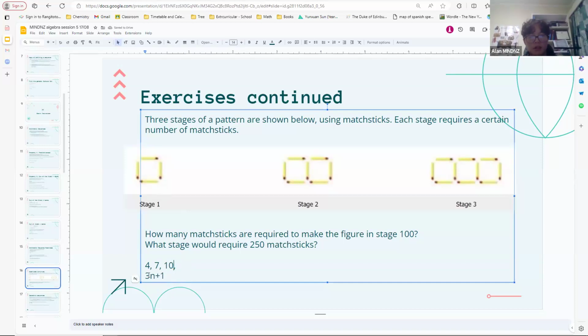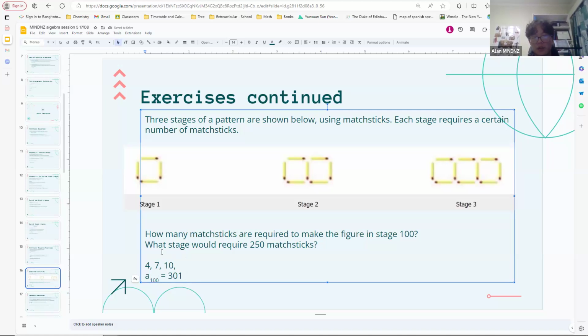So we have a_n equals 3n plus 1. And then we want to find the figure in stage 100. So we would just simply plug in 100. So we would know that a_100 is 300 plus 1, which is 301.